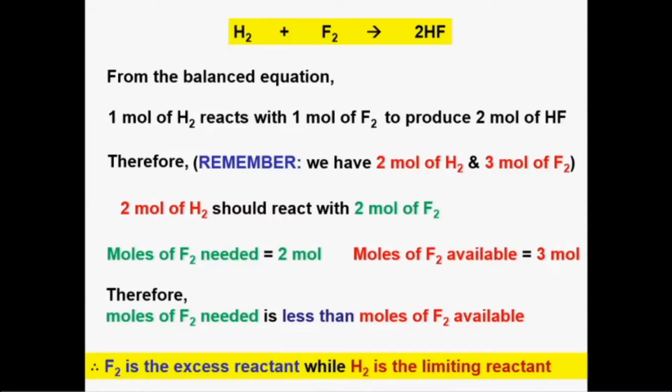Remember, since the moles of fluorine needed is less than what is available, at the end of the reaction fluorine becomes the excess reactant, while hydrogen is completely reacted, since hydrogen is the limiting reactant.